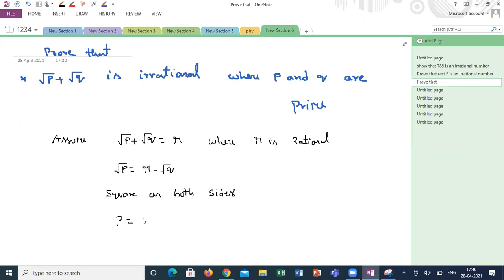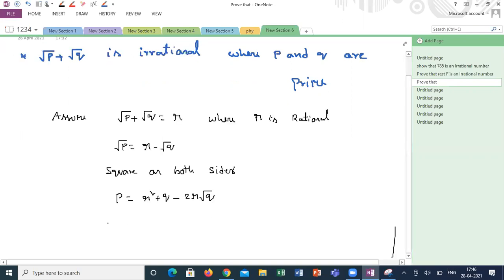P will be equal to r square plus q minus 2r root q. Keep root q on one side and take all the things to the other side. 2r root q will be equal to r square plus q minus p. From here, root q will be equal to (r square plus q minus p) divided by 2r.